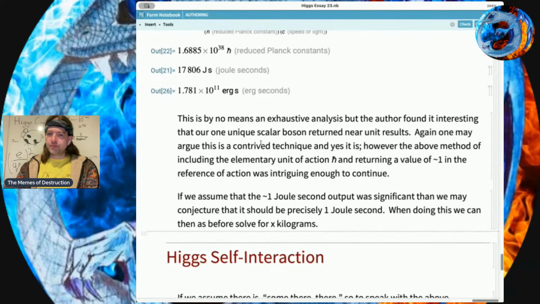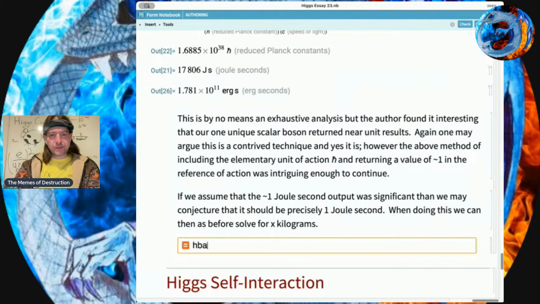So I'm going to do h bar divided by gravitational constant, kilograms squared, divided by h bar, equals 1. Cool.